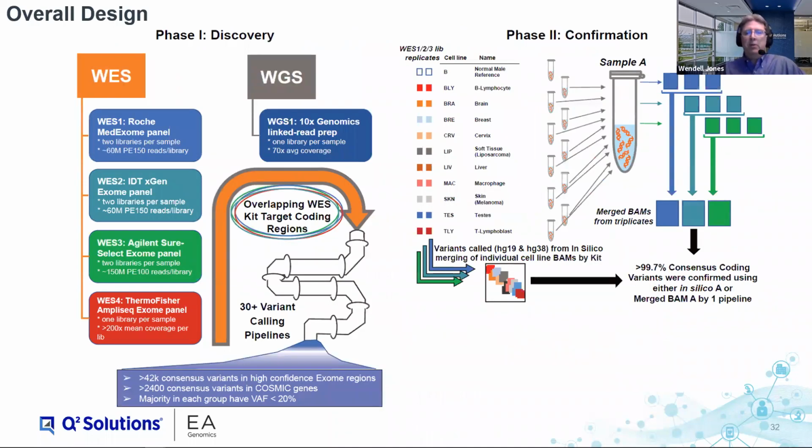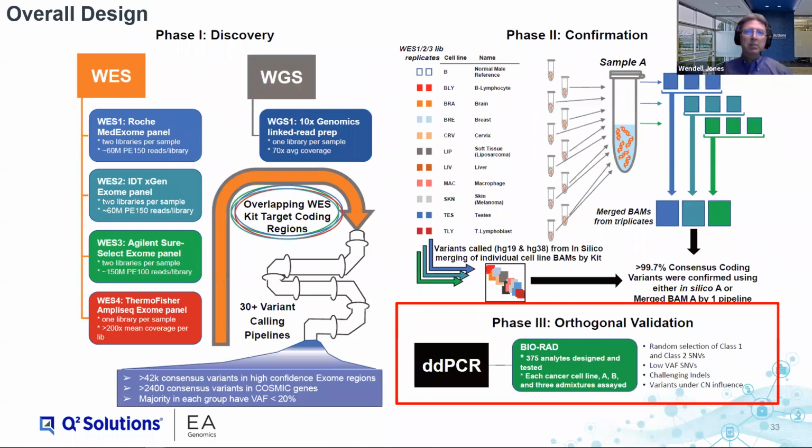All right, so we've confirmed them, but in one sense, what we've done in confirmation is we've used the same technology in confirming them that we used to discover them. So it's not quite a validation. So can we do, for example, an orthogonal validation of at least many of these variants that we find? And so we selected droplet digital PCR as the method to do an orthogonal validation.